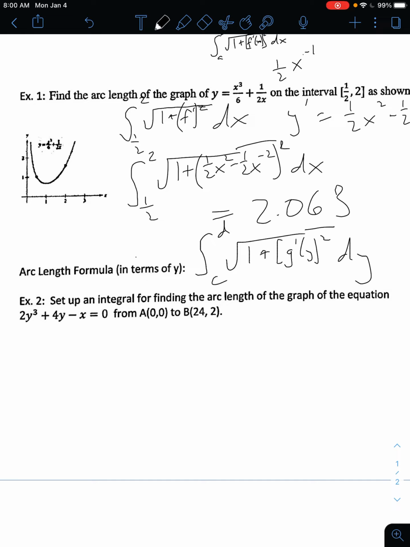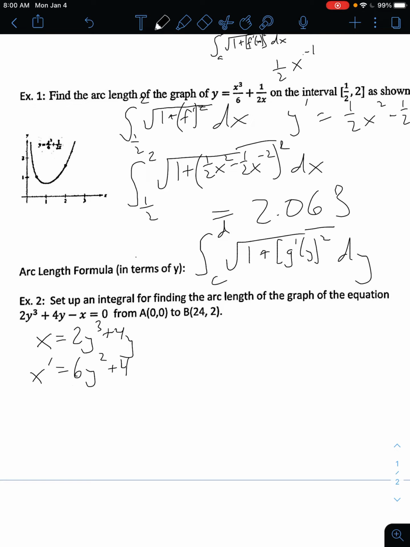Set up the integral for finding the arc length of the graph of this equation from (0,0) to (24,2). And so we're going to do this in terms of y because it'd be really easy to get this in terms of y. Just add x over to the other side. So x equals 2y cubed plus 4y. And so to use the formula, all we really need is the derivative. So x prime is 6y squared plus 4.